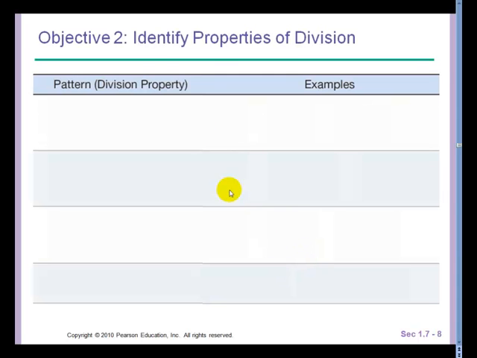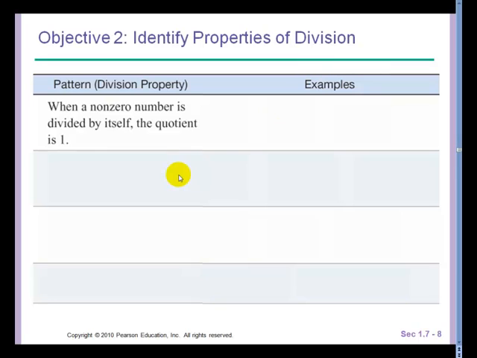Objective 2. Identify properties of division. The first property: when a non-zero number is divided by itself, the quotient is 1. 5 divided by 5 is 1. Negative 18 divided by negative 18 is 1. Negative 793 divided by 793 is 1.